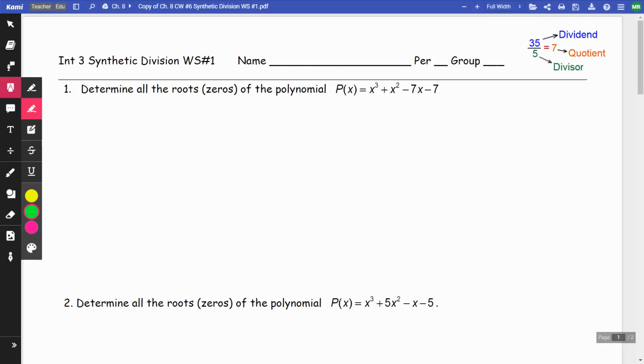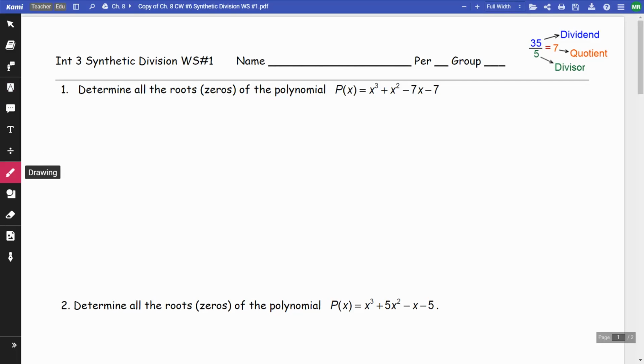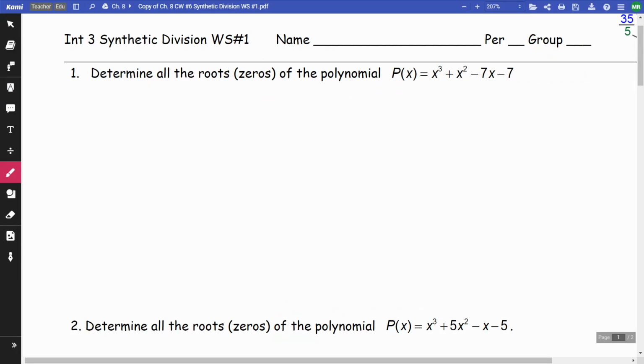So this is chapter 8, classwork number 6, synthetic division worksheet number 1. On this, what we're doing is using a method called synthetic division to find the roots. To figure out what numbers to try for our synthetic division, we look at what we call P over Q's. These are going to be our possible rational solutions.